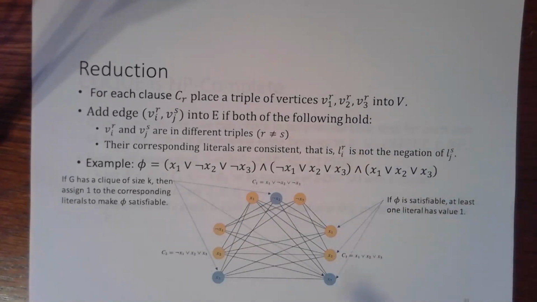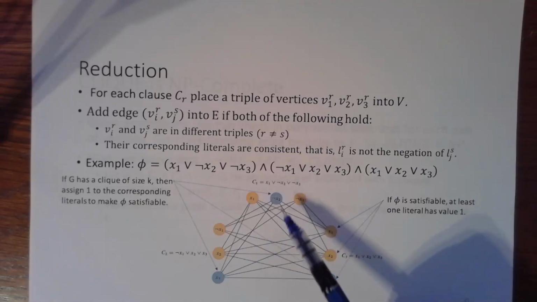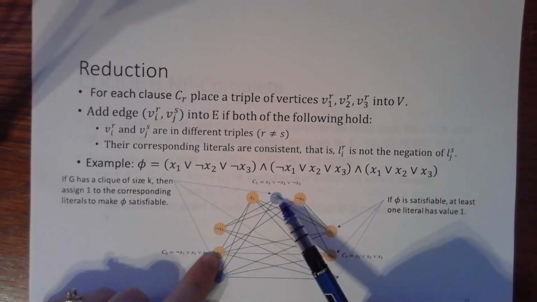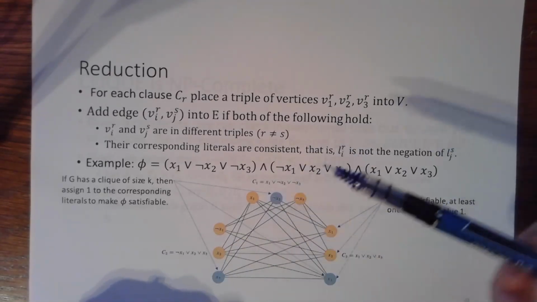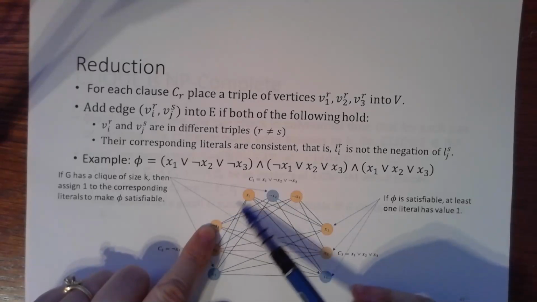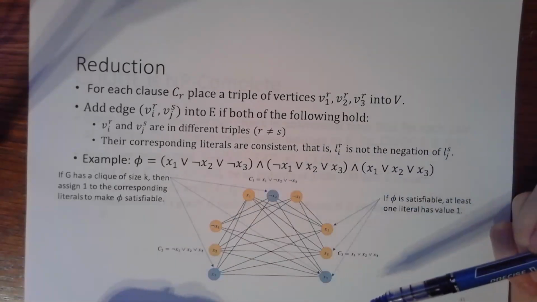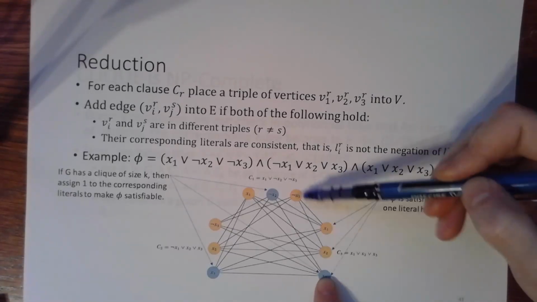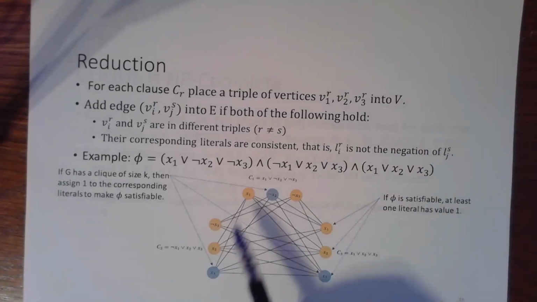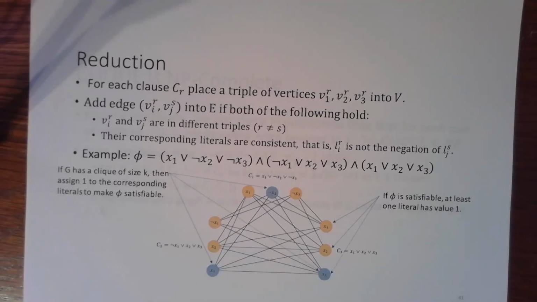So I'm going to do that for every single vertex that I've added to my graph. You'll notice that, again, there's no edge between x2 and not x2 here. So there's no connection between those two. For x1 and not x1, there's no edge there. For not x3 and x3, there's no edge there because those are inconsistent. So I put edges between all the nodes in other groups that I can, as long as they're not inconsistent.